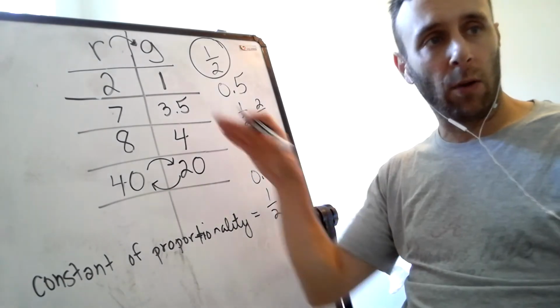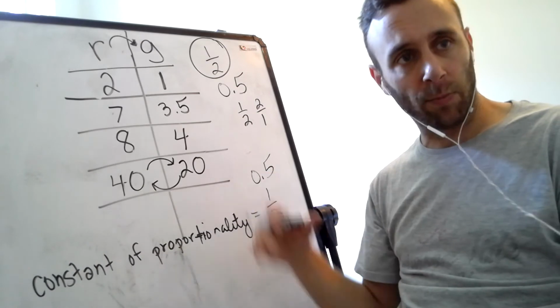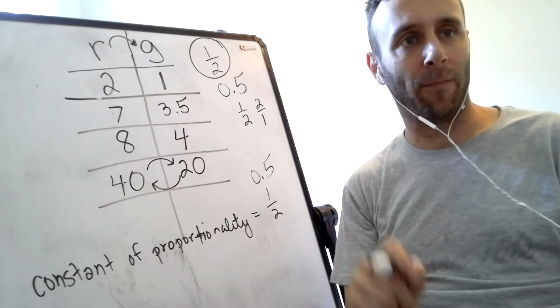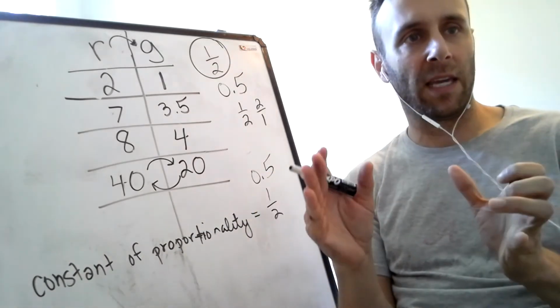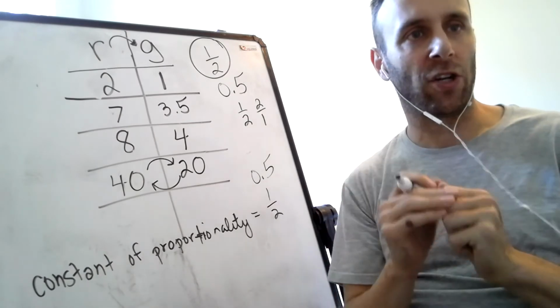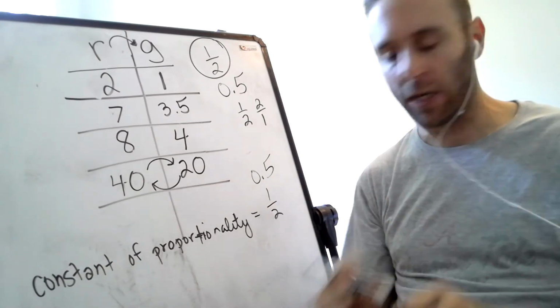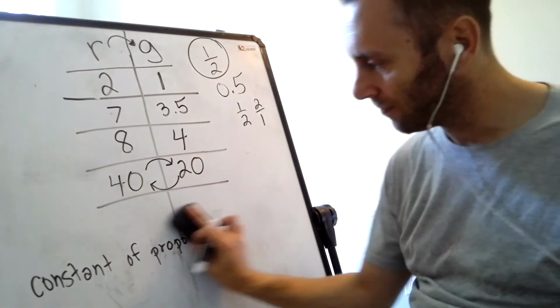Okay, so now we got our table filled in. We have the constant of proportionality, but now we need the equation. That's what we talked about in class. How do we make an equation? I'm going to erase this so you can see the table.